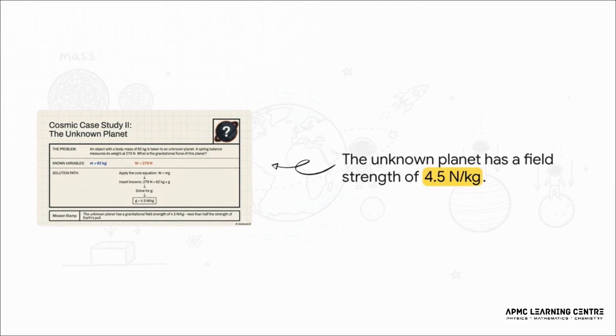Just by checking a scale and knowing our own mass, we've successfully deduced that this unknown planet's gravitational field is less than half the strength of Earth's pull. If you were to sketch this planet's gravity well in our 3D grid from earlier, the field lines would be spaced much further apart, roughly half as dense as the ones orbiting Earth.